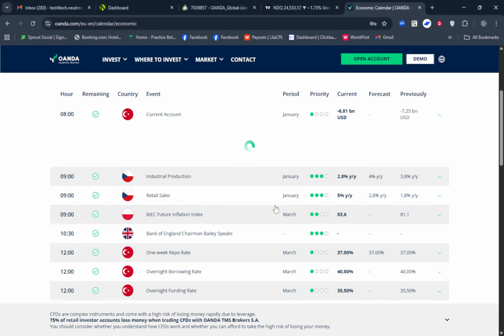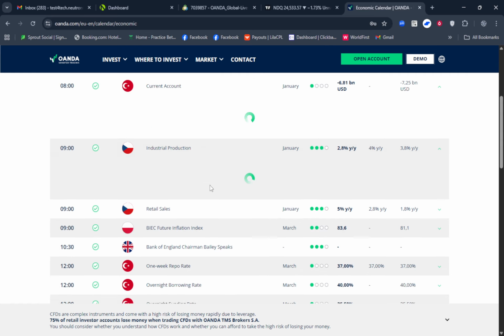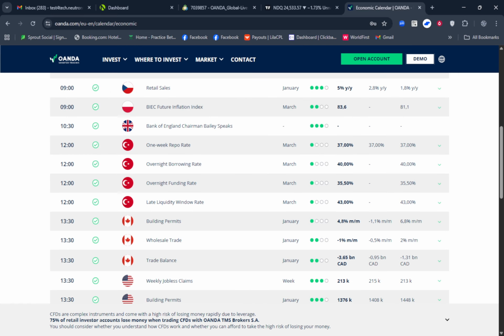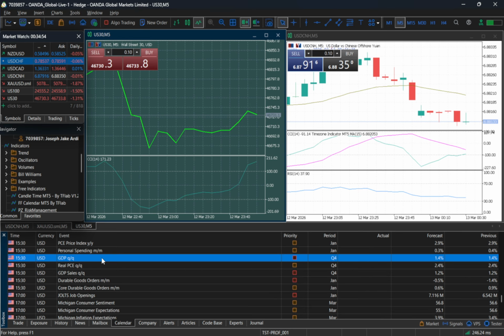For this walkthrough, we'll use the version built into MT5, so open your platform and bring up the calendar panel to follow along. You'll see a timeline of past, current, and upcoming releases that affect financial markets. Start by getting comfortable with the columns you're looking at.